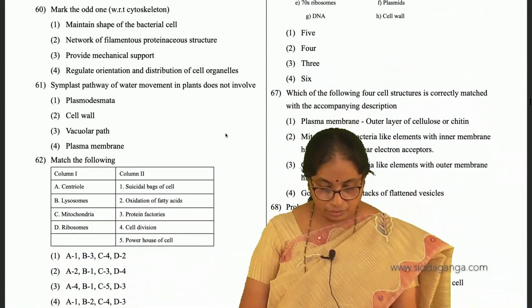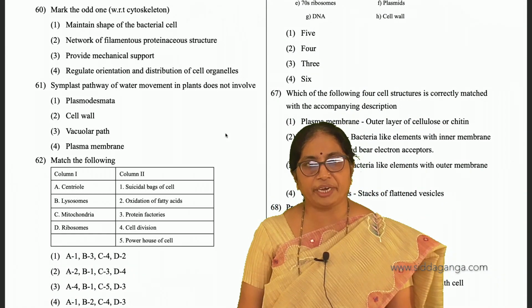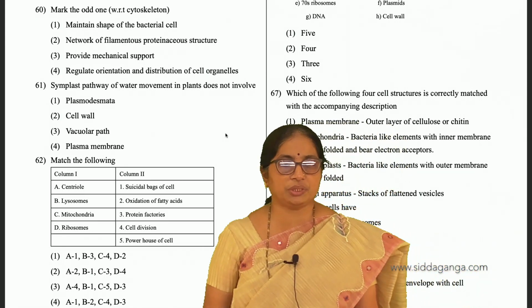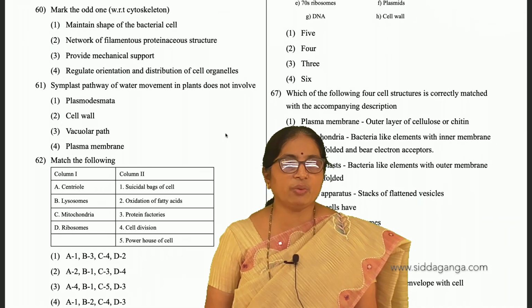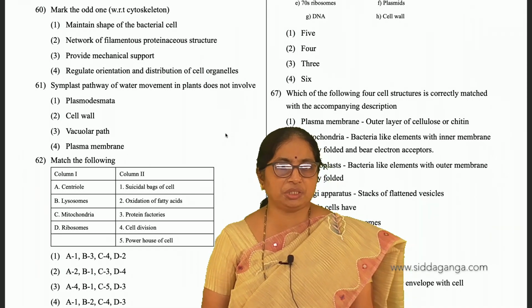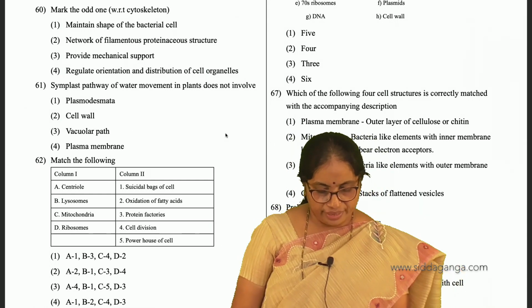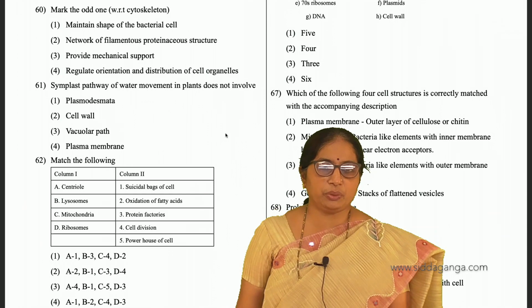Question number 60. Mark the odd one with respect to cytoskeleton. Maintain shape of the bacterial cell. Network of filamentous proteinaceous structure. Provide mechanical support. Regulate orientation and distribution of cell organelles. So, mark the odd one with respect to the cytoskeleton.